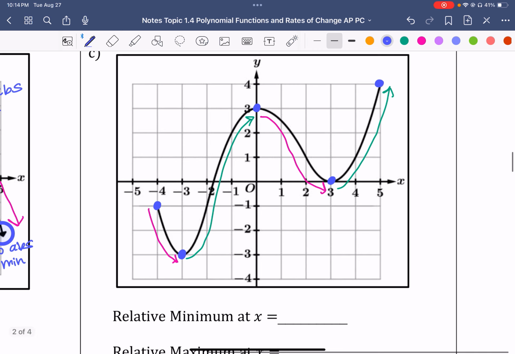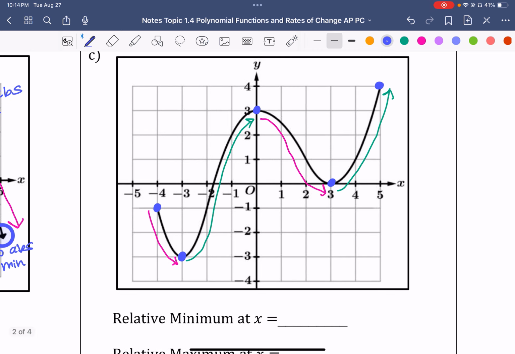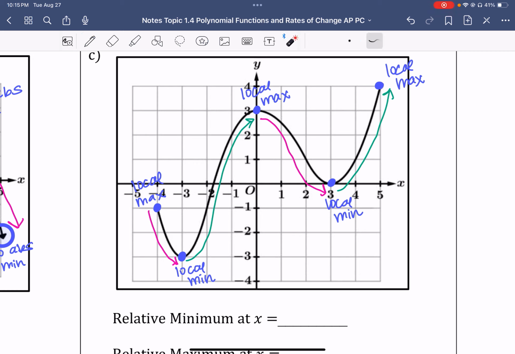Okay, so I know the ones at the bottom are going to be local minimums. If you're confused about what the endpoints are, just look at what it was before. You can't go from a minimum to a minimum. So that means that this one has to be a maximum. Okay, and they're all local. This one, local max, local min, and local max. They're always local, and they should change direction. Again, you're not going to go max to max or min to min.